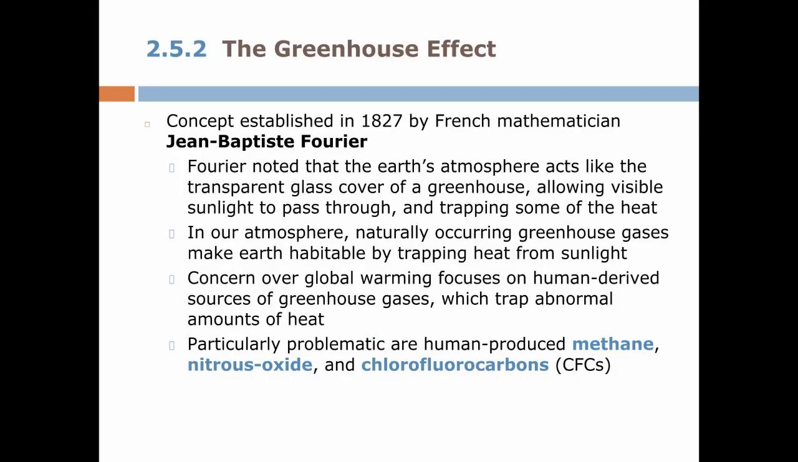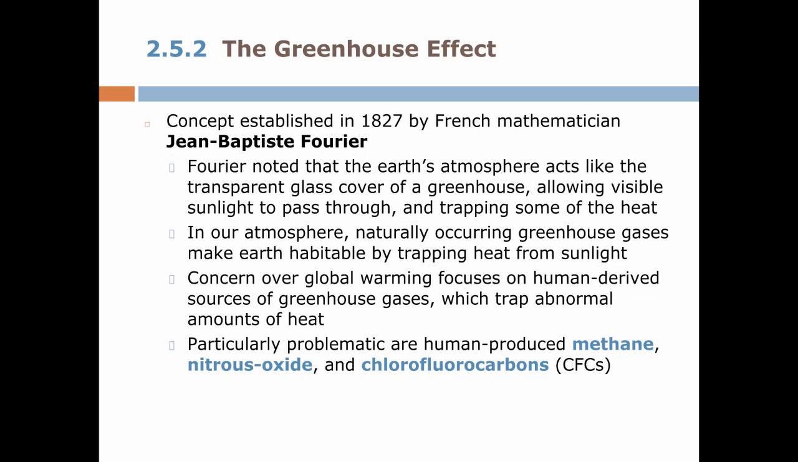An understanding of the greenhouse effect, gases such as CO2 causing a rise in global temperature, was first established as a concept way back in 1827 by Jean-Baptiste Fourier. If you know your mathematics, Fourier is a name you would recognize. He noted that the Earth's atmosphere acts like a transparent glass covering on a greenhouse, allowing visible sunlight to pass through and trapping some of the heat that tries to escape.